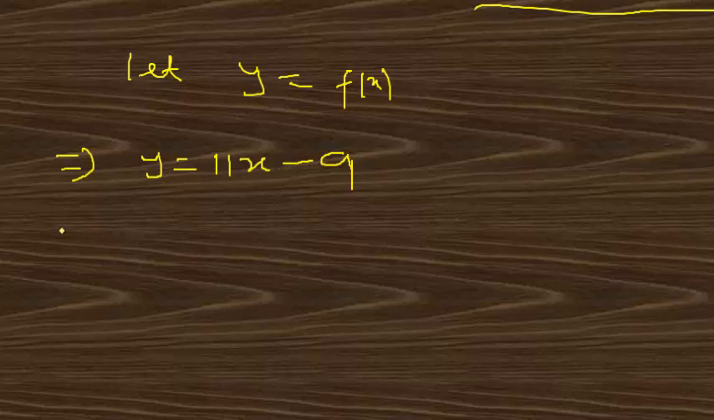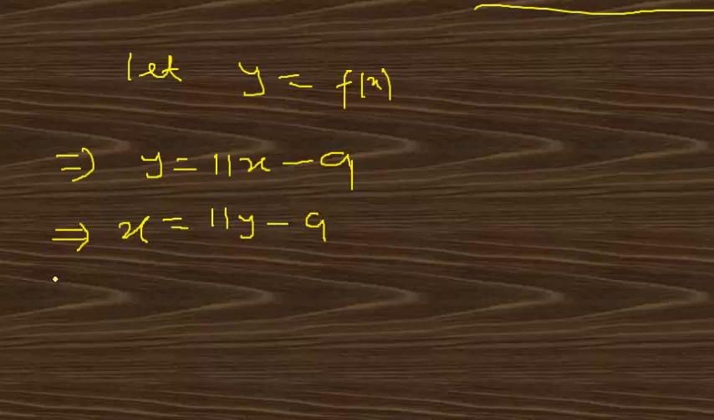So we are going to interchange x and y. So we have x equals 11y minus 9.